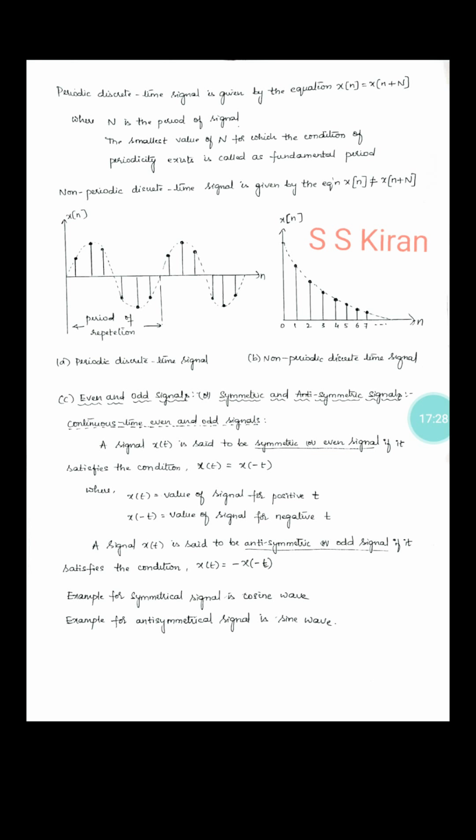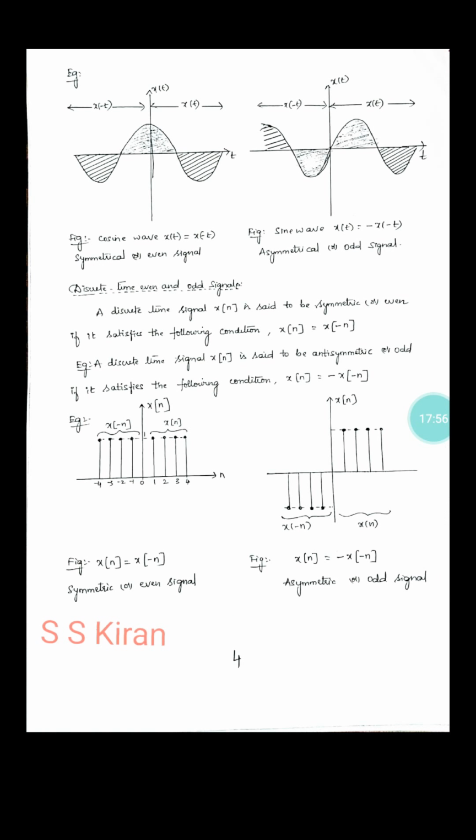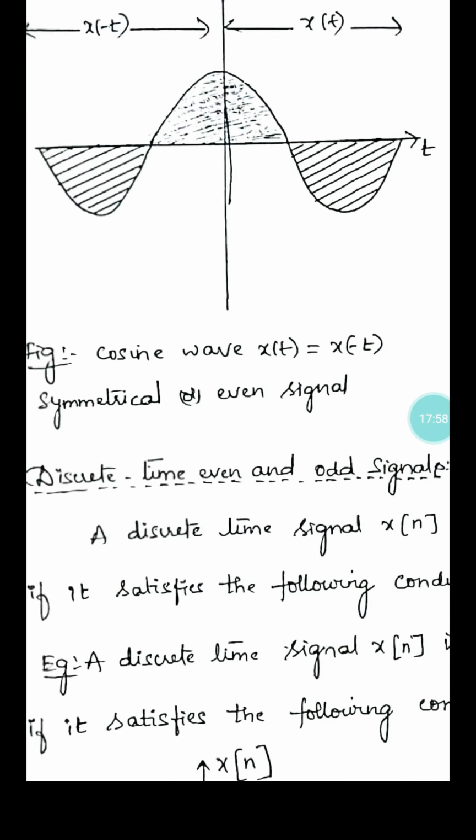Again I will repeat, a continuous time even signal is said to be symmetric. The condition is x of t is equal to x of minus t. An anti-symmetric or odd signal satisfies x of t is equal to minus x of minus t. You can see some examples. The cosine wave is a symmetric signal, and the sine wave is an anti-symmetric signal. You can see the figures also, right?